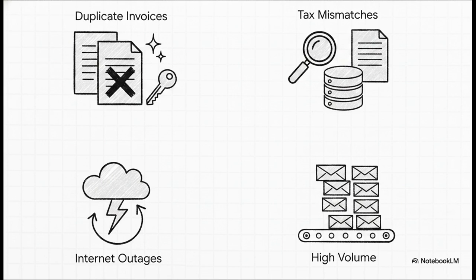Challenge 1. Duplicate invoices. You fix this using idempotency keys and unique transaction IDs. They basically act as a digital bouncer, guaranteeing that even if a request is somehow sent twice, the app only lets one invoice through. Challenge 2. Tax code mismatches. You resolve this by centralizing your tax master data. Challenge 3. Internet outages. If the API is down, your middleware needs to use exponential backoff, which just means automatically retrying the request at increasing intervals until it actually succeeds. And finally, if you issue thousands of invoices a day, you manage that huge volume asynchronously using message queues, just so you don't accidentally crash your ERP.